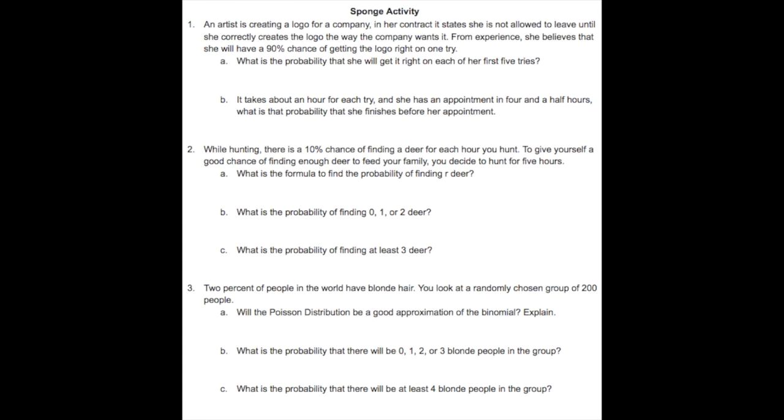And number 3, 2% of people in the world have blonde hair. You look at a randomly chosen group of 200 people. A, will the Poisson distribution be a good approximation of the binomial? Explain. B, what is the probability that there will be 0, 1, 2, or 3 blonde people in the group? And C, what is the probability that there will be at least 4 blonde people in the group?